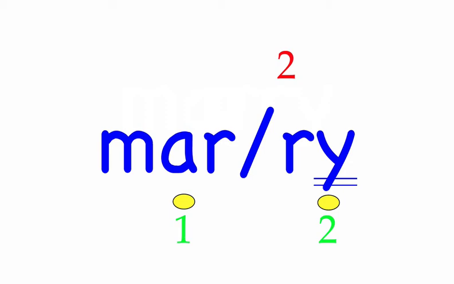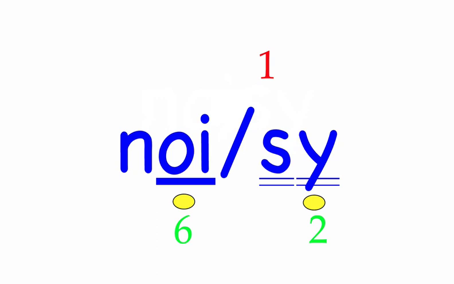Noisy. Noisy. I have a noisy neighbor. Noisy. Noi, two sounds. N, oi. Z, two sounds. Z, e. Noisy. Mark the word. Noisy.